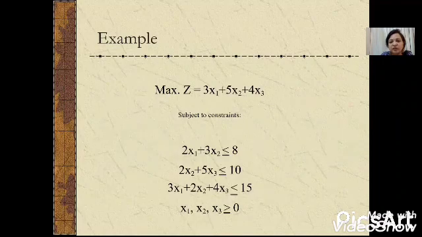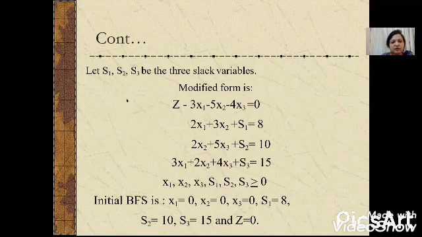Let us see one more example with 3 variables. Here we have this problem and these are the constraints. Again we introduce s1, s2, s3 as 3 slack variables. Then the modified form of the model becomes this one. Now the initial basic solution will be x1, x2, x3 equal to 0, and through this we get s1 equal to 8, s2 equal to 10, and s3 equal to 15, and z equal to 0. Now using this we get the first table.